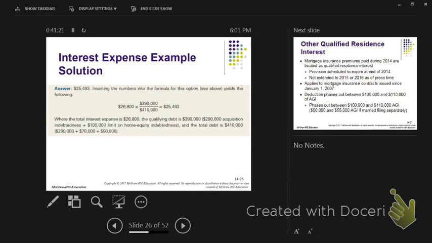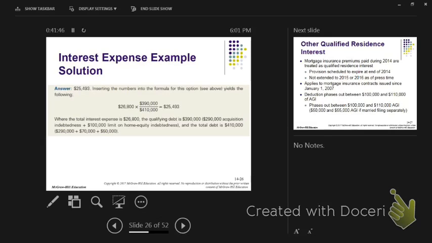And usually that's a pretty easy way of doing it. How much can you deduct? 390,000. How much do you have? 410. Take that times your total amount of interest. So then that number would be what you would then put on line 10. Home mortgage interest reported to you.